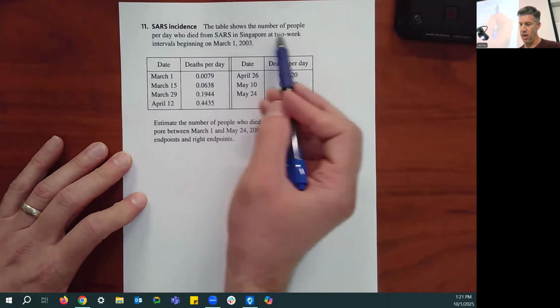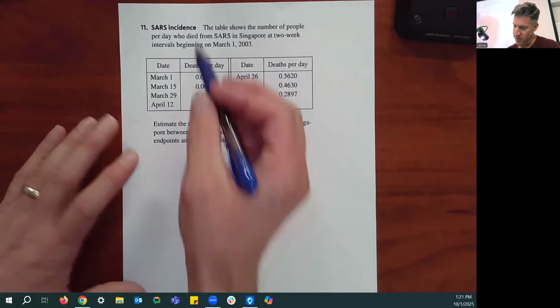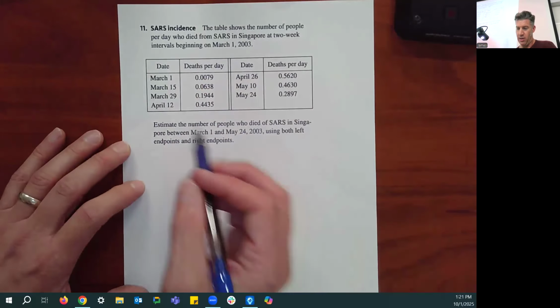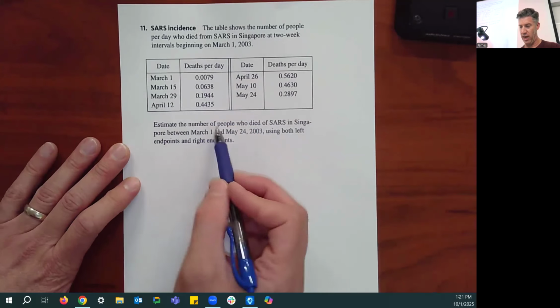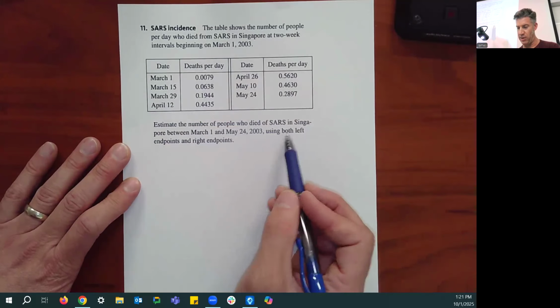The table shows the number of people per day who died from SARS in Singapore at 2-week intervals beginning on March 1st, 2003. So this is deaths per day, and this is the date. We want to estimate the number of people who died of SARS in Singapore between March 1st and May 24th using both left endpoints and right endpoints.